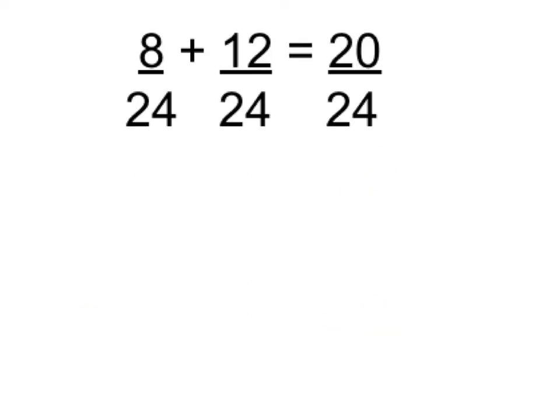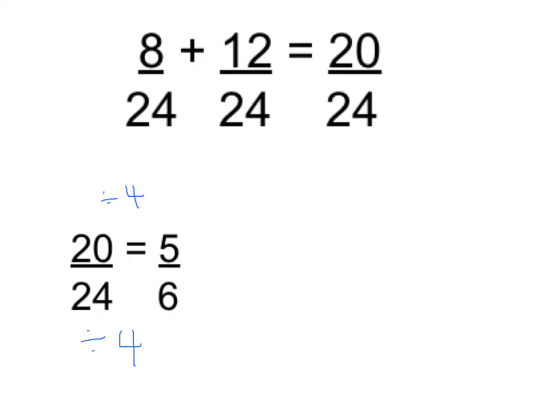So to add 8/24 plus 12/24, the denominator will be the same of 24, and then we add 8 plus 12 to give me 20/24. This answer can be simplified, so we have to simplify the fraction 20/24 to get the final answer.